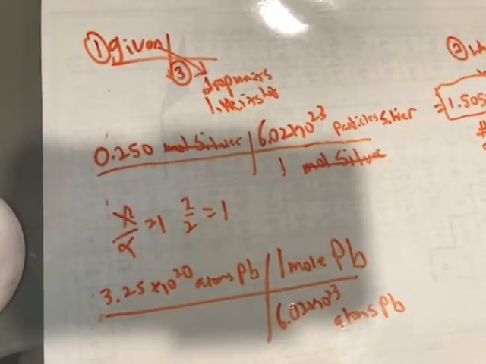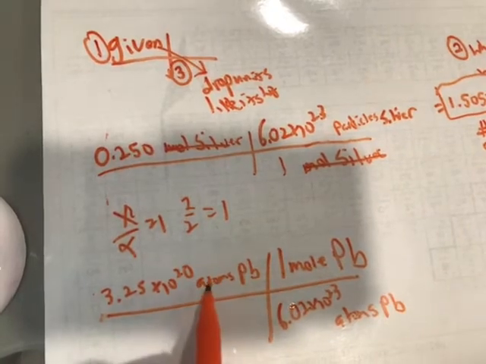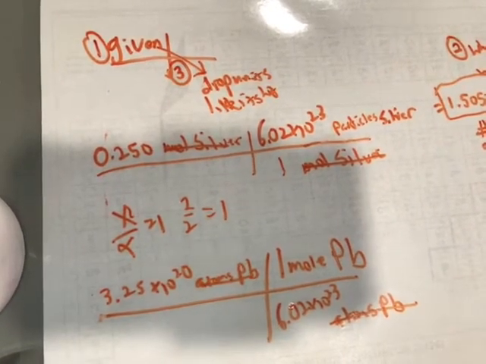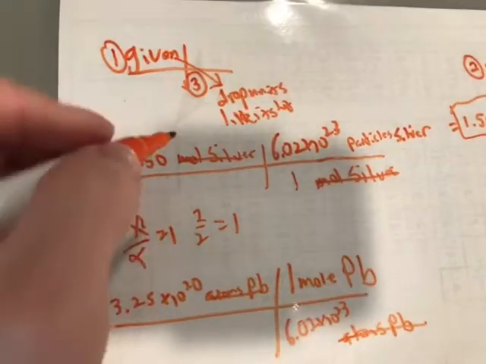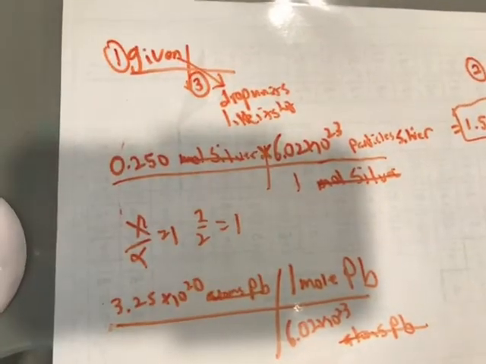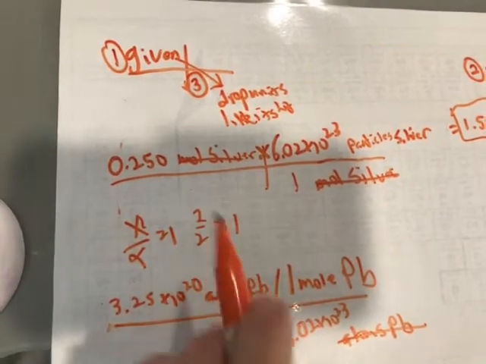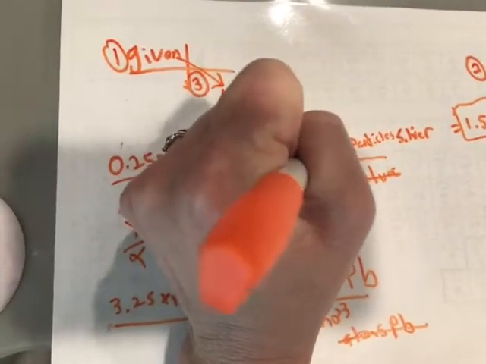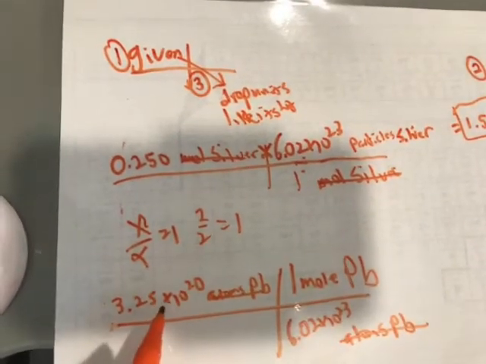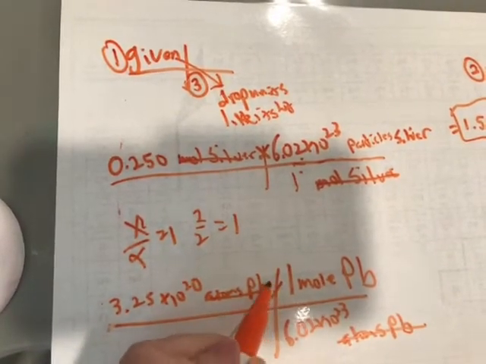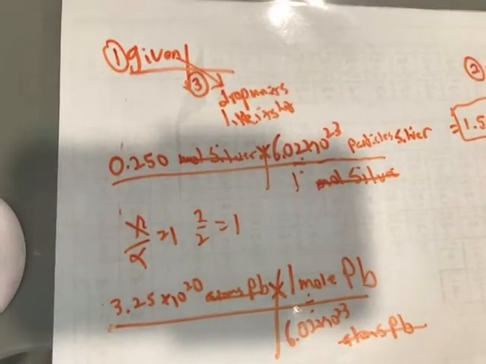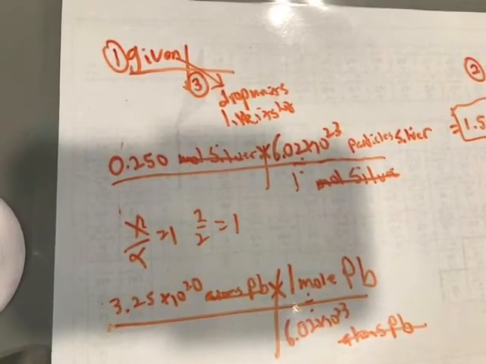Okay. So keeping my units consistent. Atoms of lead on top, atoms of lead on bottom means I get to get rid of them. I forgot to kind of walk this through like how to do the math. It would be 0.250 times 6.02 times 10 to the 23rd. So you times across and then divided by, in this case, 1. So here, 3.25 times 10 to the 20th times 1. And then divided by 6.02 times 10 to the 23rd.